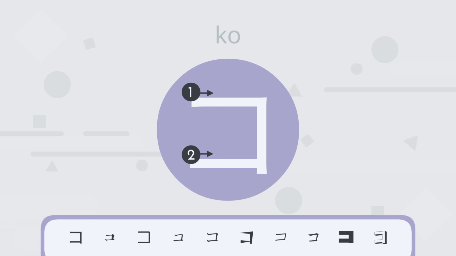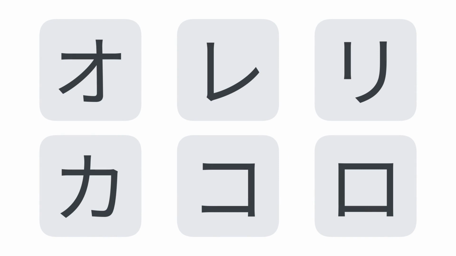The final character we'll learn is ko. Ko. Which of these characters is ko? Ko.